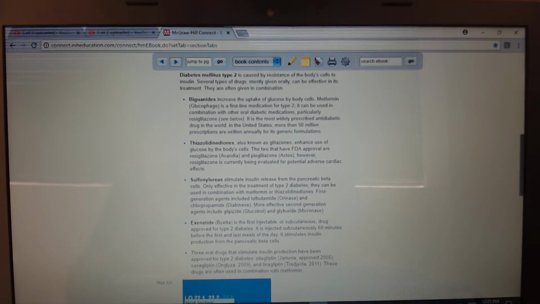Thiazolidinediones, also known as glitazones, enhance the use of glucose by the body. The two that are FDA approved are rosiglitazone, which is Avandia, and pioglitazone, which is Actos. However, rosiglitazone is currently being evaluated for potential adverse cardiac effects.